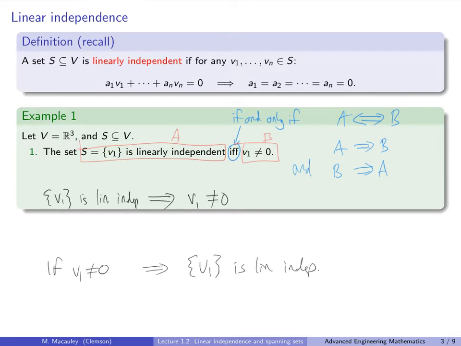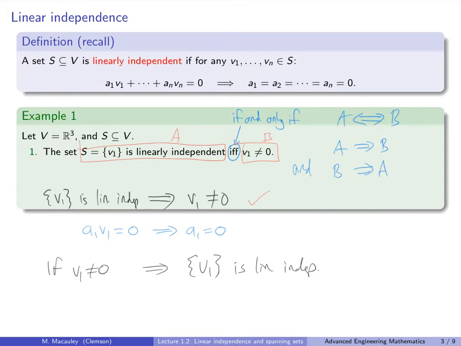Without writing much down, let's verify why this is true. We have to use the definition up here. If this set is linearly independent, then what does that mean? That means that a1 v1 equals 0 can only happen if a1 equals 0. And that absolutely implies that v1 must be non-zero, because if v1 is 0, then a1 doesn't have to be 0 for this product to be the 0 vector. So this direction checks out.